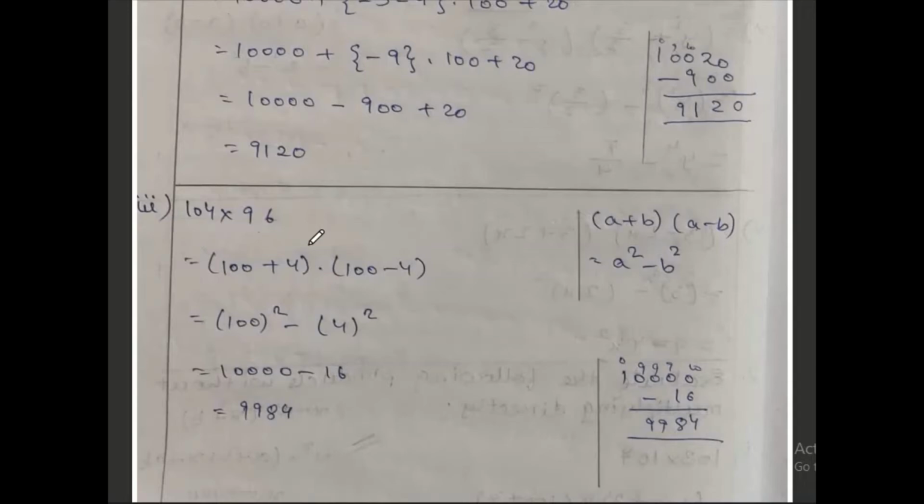Third one, 104 into 96. Let us break by 100. 100 plus 4 is 104. Then 96 also we should break by 100 only. That will be 100 minus 4. So this time it just looks like the a plus b into a minus b model. So the formula a plus b into a minus b equals a square minus b square. A is 100, so 100 full bracket and whole square minus 4 square. 100 square is 10,000 minus 16. After subtraction you are getting 9984.